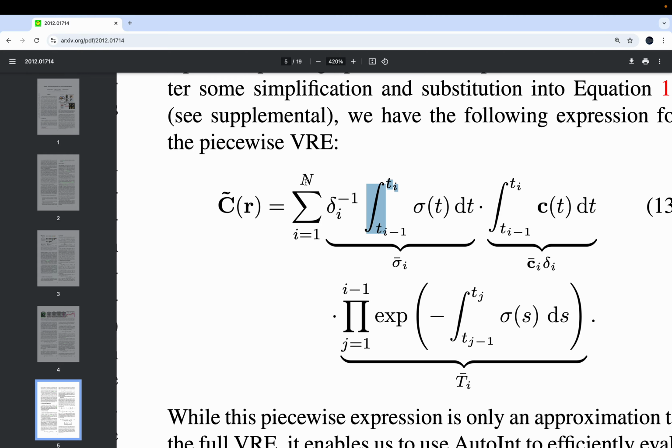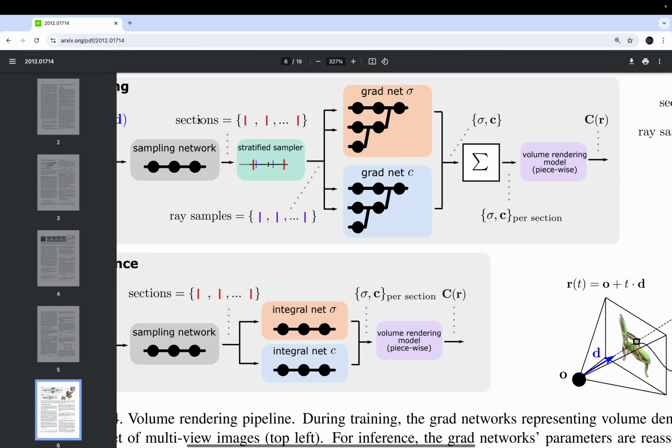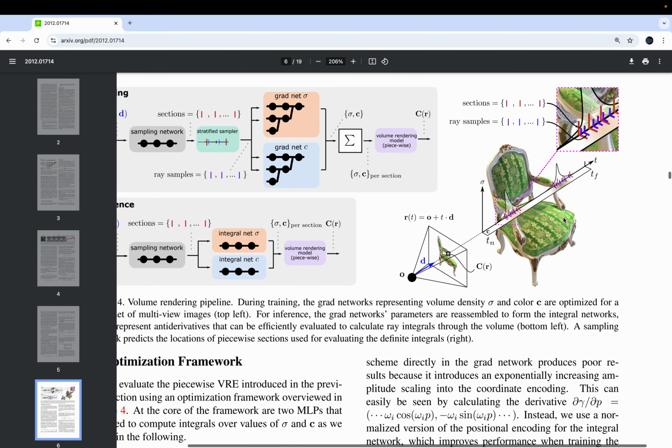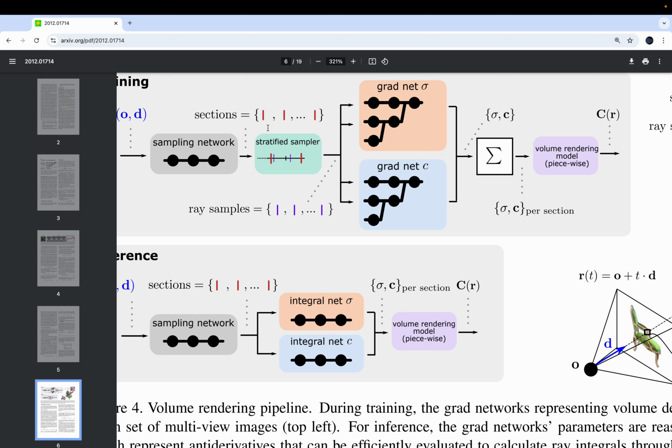So here we have a trade-off, which is n. For evaluating the color of a pixel, we split the space into different regions, which they call sections. For each section, we evaluate the integral network to get the color and density on that section. The more sections we use, the better the accuracy, but of course the slower the model. So we can play a bit with n to have better accuracy or better speed.